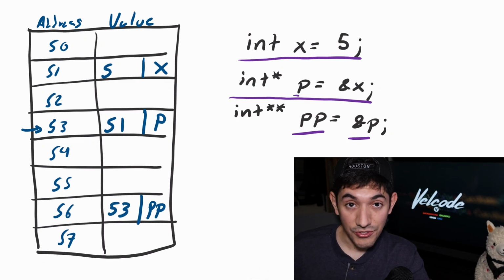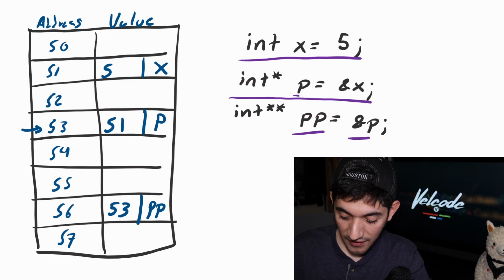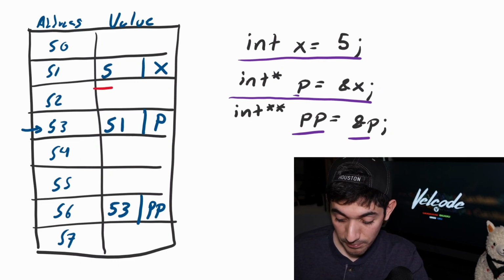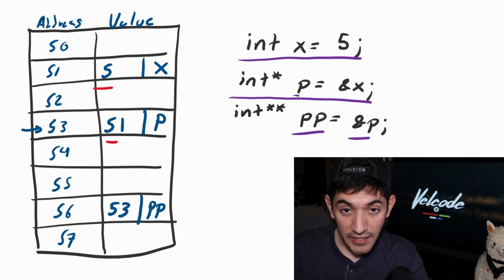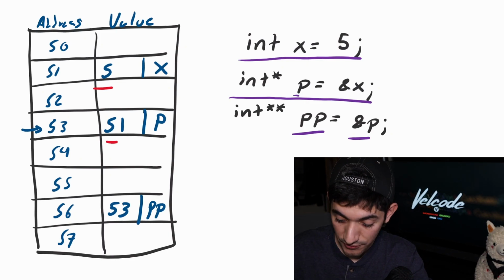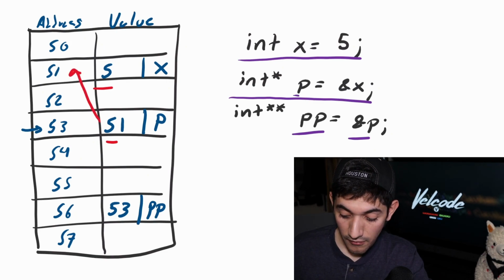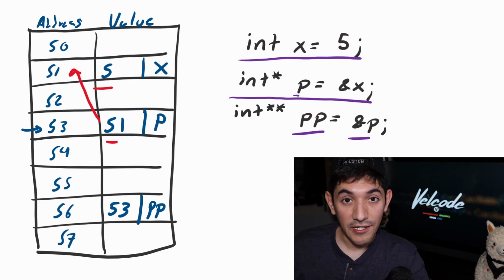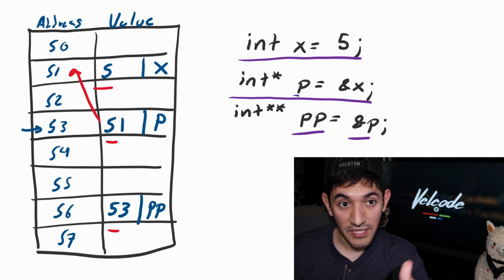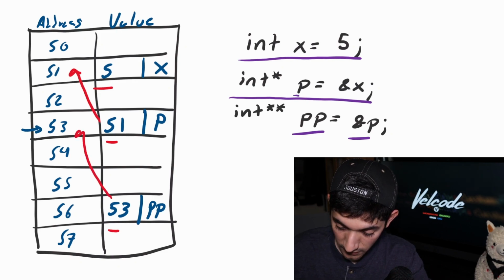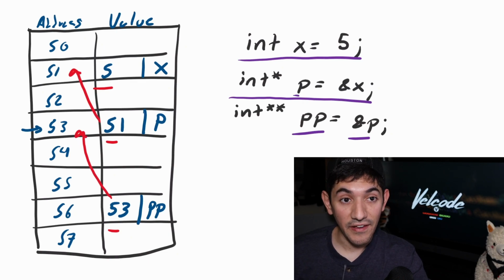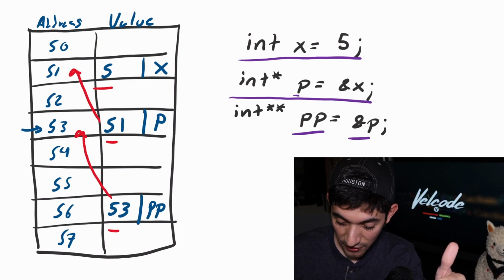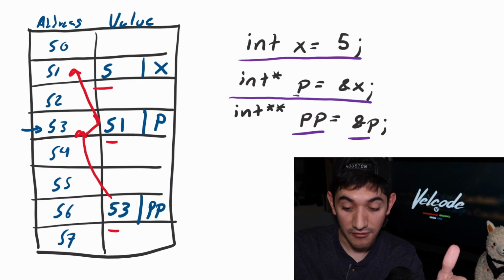And so what I want you to realize here is that if I ever use x, I'm going to get 5. If I ever use p, I'm going to get 51. But if I say, give me the value that p points to, I'm going to get 5, right? I'm going to go up and use 5. And then if I say, what is the value of pp? Well, that's going to be 53. But if I say, what is the value that pp points to? Well, that's going to be 51. But then if I say, well, what is the value that pp points to that then it points to? Well, that's going to continue the chain to the next level and give me 5.